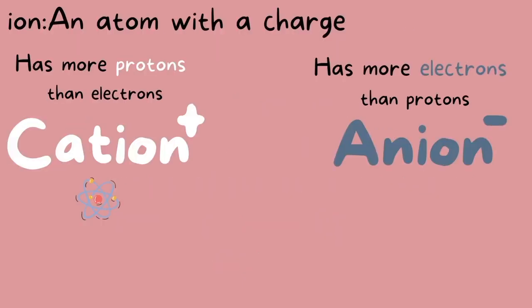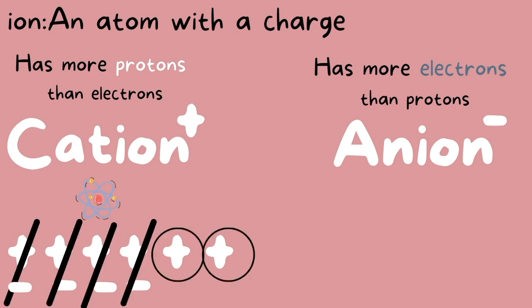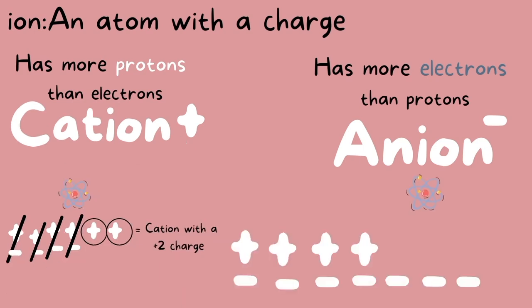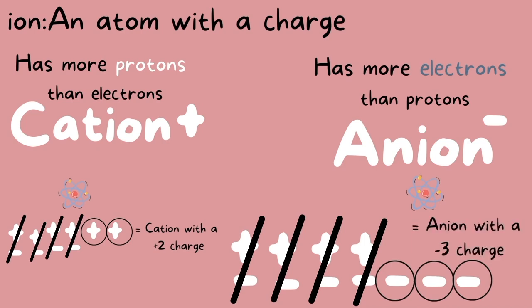So let's say we have an atom here and the plus sign represents protons because they have positive charges, and the negative represents electrons. So this atom here has 6 protons and 4 electrons. These pairs cross each other out and we are left with 2 extra protons. That makes this atom a cation with a +2 charge. Next, we have an atom here with 4 protons and 7 electrons. These pairs cross each other out, and we're left with 3 extra electrons. That makes this atom an anion with a -3 charge.